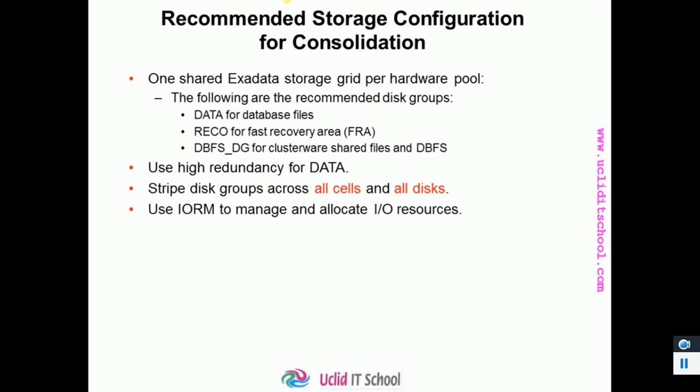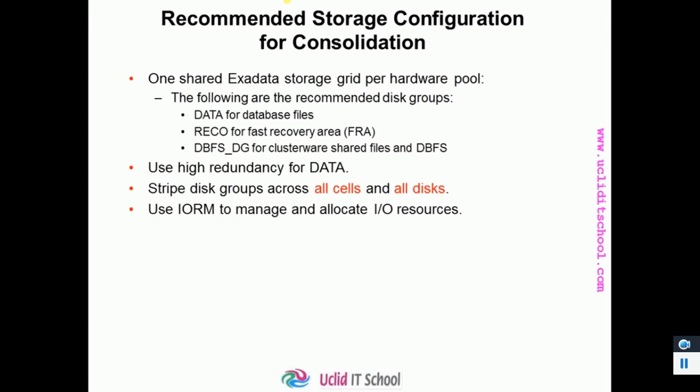And stripe disk groups across all the cells and all the disks. So you use grid disks from every cell to create your ASM disk group. This is what we discussed the other day also. So when you use all the grid disks from all the cells, the data will be striped across all the storage servers equally.